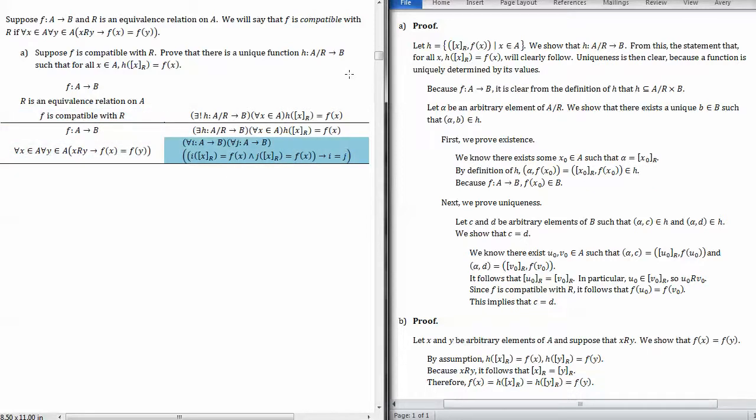And I claim that this uniqueness part is immediate because, so we're supposing we have a couple of functions i and j from A to B, which are both sort of candidates for this h, right? And they both satisfy this condition here, that when you apply them to the equivalence class of x, you get f of x. Okay, i and j both satisfy that.